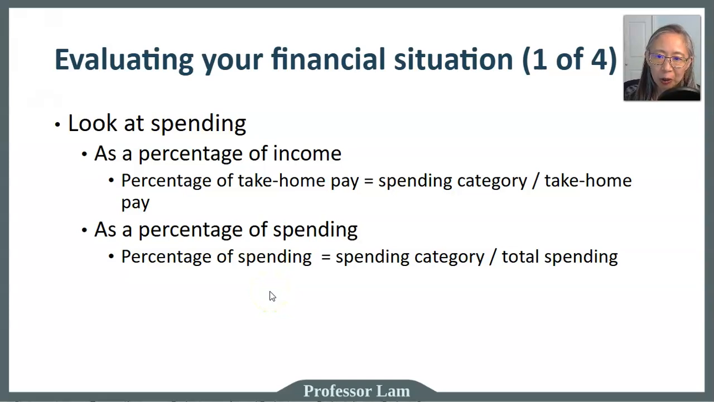Another way to look at spending is to compute it as a percentage of your total spending. All that does is change the denominator to dividing the spending category subtotal by your total spending. That tells you how much of your spending goes towards a particular category. Both are useful information, and it depends on what is more relevant to you. For most of us, as a percentage of income usually makes more sense because we are concerned about how much money we are taking home and where that money is going.